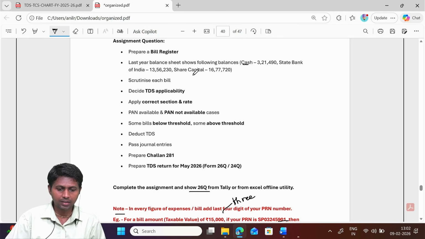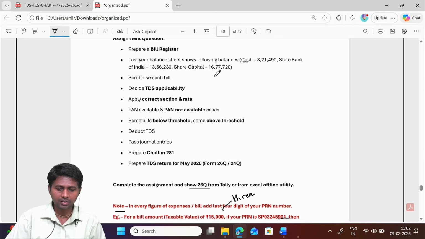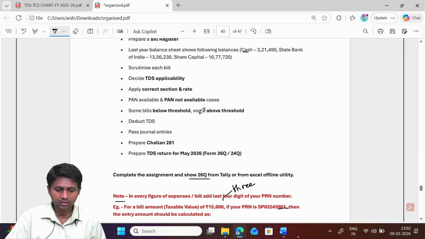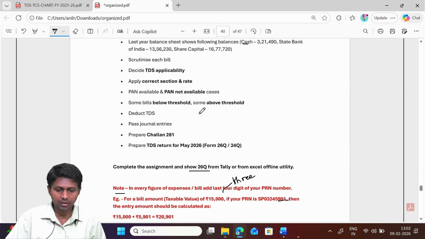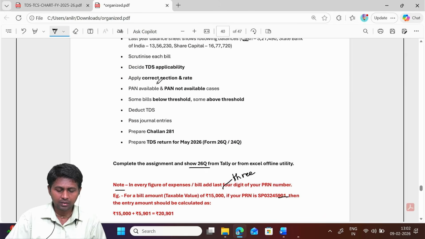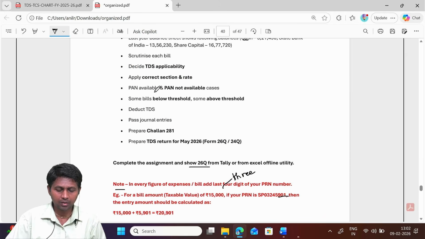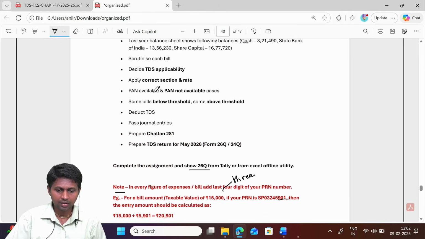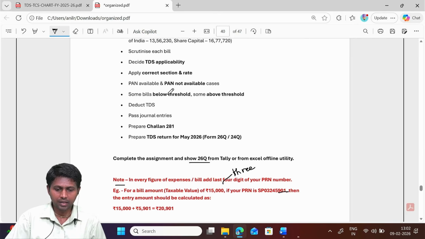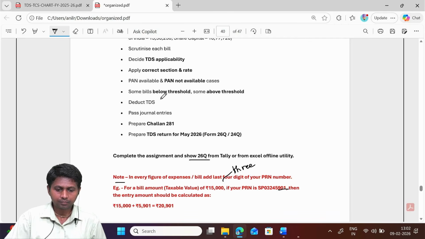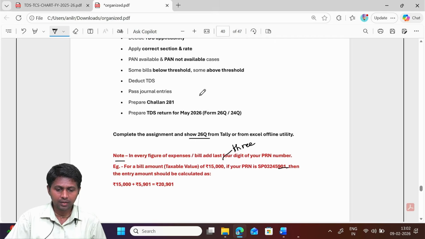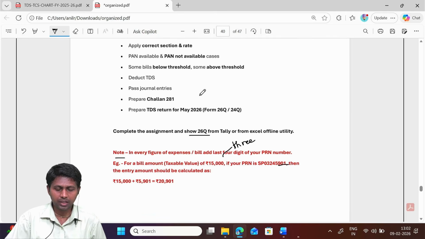Then scrutinize each bill, that means read each bill carefully. Check whether TDS is applicable or not. Check in that bill whether PAN is available or not. If TDS is applicable and PAN is available, then apply that rate. If not, you can straight away apply 20%, except for 194Q, where it is 5%. Then you must also check the threshold limit before applying. If less than the threshold, no need to deduct the TDS. If more than the threshold, then only charge the TDS.